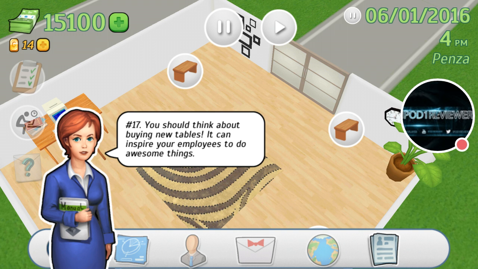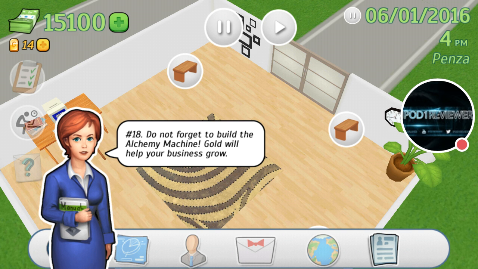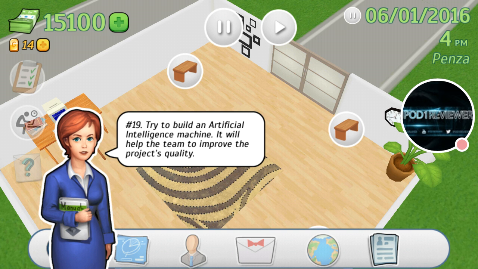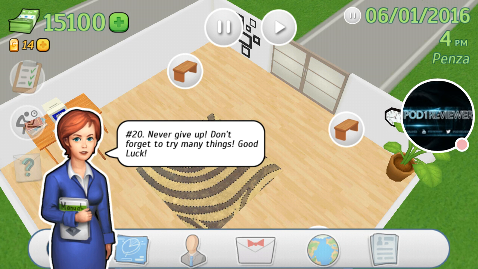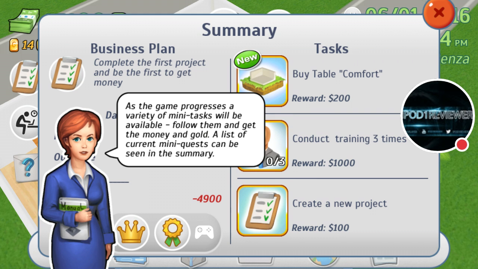Should you think about buying new tables? It can inspire your employees to do awesome things. Do not forget to build the alchemy machine. Gold will help your business grow. Alchemy? Wait. Girl, how much talking you gonna do? Try to build an artificial intelligence machine. It will help the team improve projects. Never give up. Thank God. Okay. As the game progresses, a variety of mini tasks will be available. Follow them and get money and gold. Okay, cool.